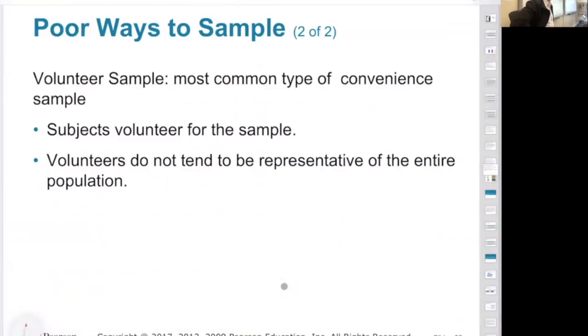Volunteer sample. What is the volunteer sample? Volunteer sample means if I would like to do a study or research and I ask who will be a volunteer, so I will take them. What about the others? Maybe someone is shy to participate. So again, this is not a good way of sampling as well. As you can see here, volunteers don't tend to represent the entire population.